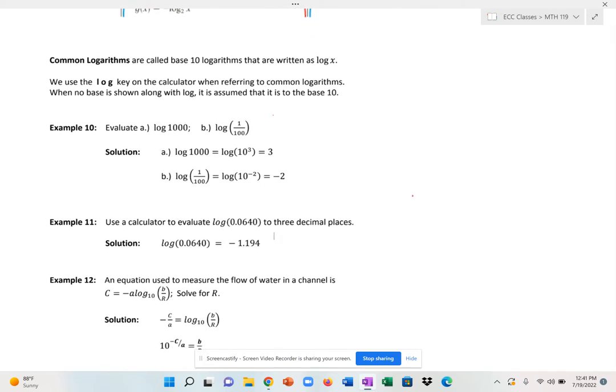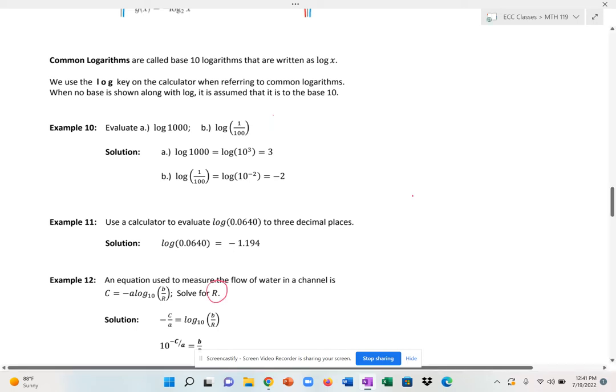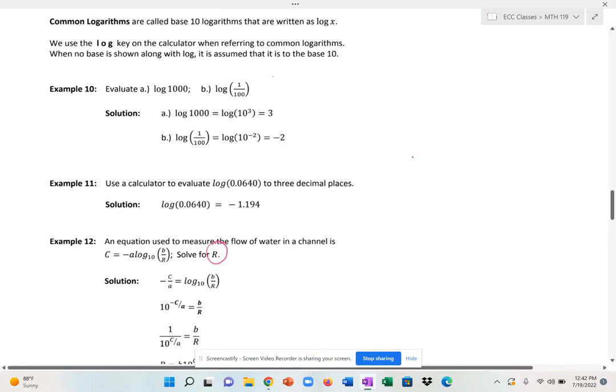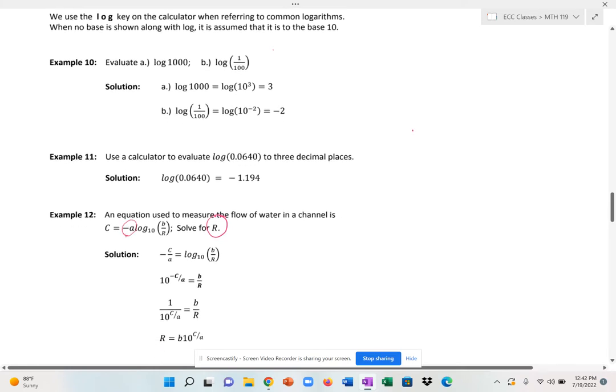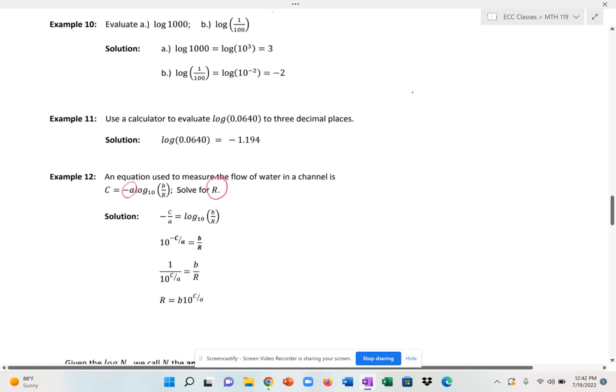Here we have an equation with a logarithm, and we need to solve for the variable r. In order to do that, we're going to have to rewrite this as an exponential and try to get r alone on one side of the equation. So the first thing I did was divide it by negative a so that the coefficient in front of the logarithm is 1. So I have negative c over a equals log base 10 of b over r. Remember, that means it's a common log, so you really don't have to write that 10 there. And so when I rewrite that as an exponential, that is 10 to the negative c over a equals b over r. Remember, that's what we're solving for.